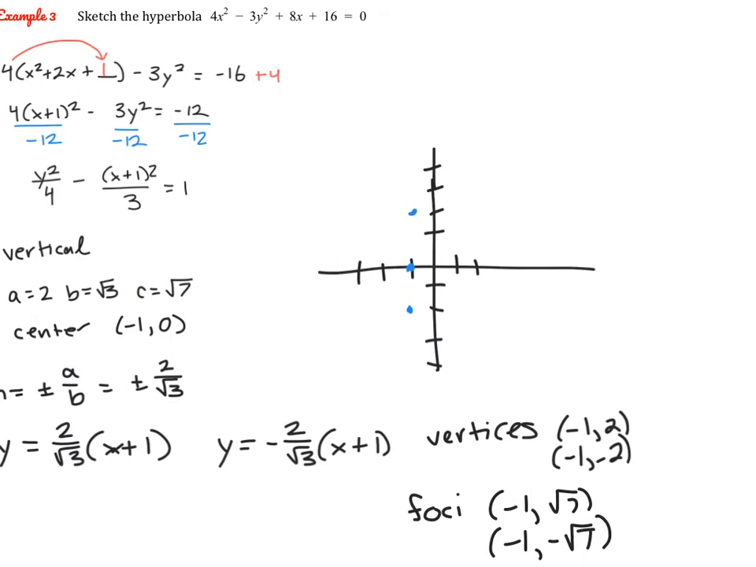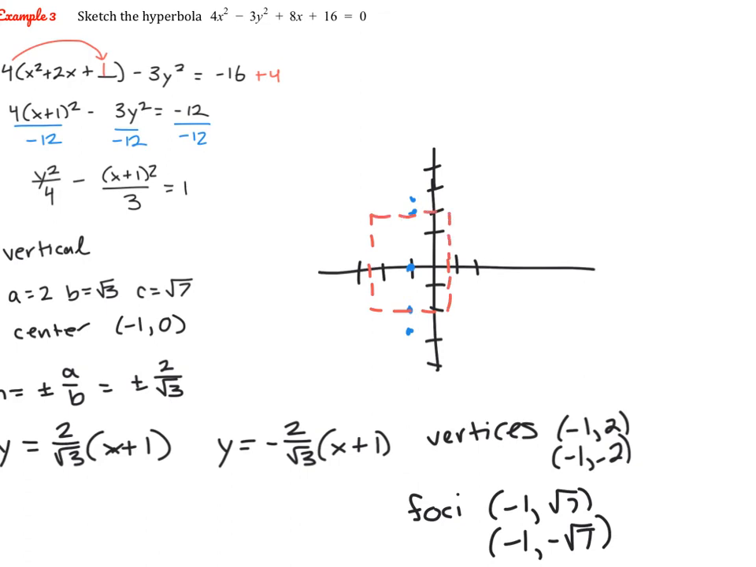So we know that the square root of 7 is a little bit less than 3, so our foci are going to be here and here. And now I like to make the little guideline box to graph. I know that the square root of 3 for my b value is a little bit less than 2, so I'm going to go a little less than 2 to the right, a little less than 2 to the left, and I can make my little guideline rectangle, which will help me to graph the asymptotes.